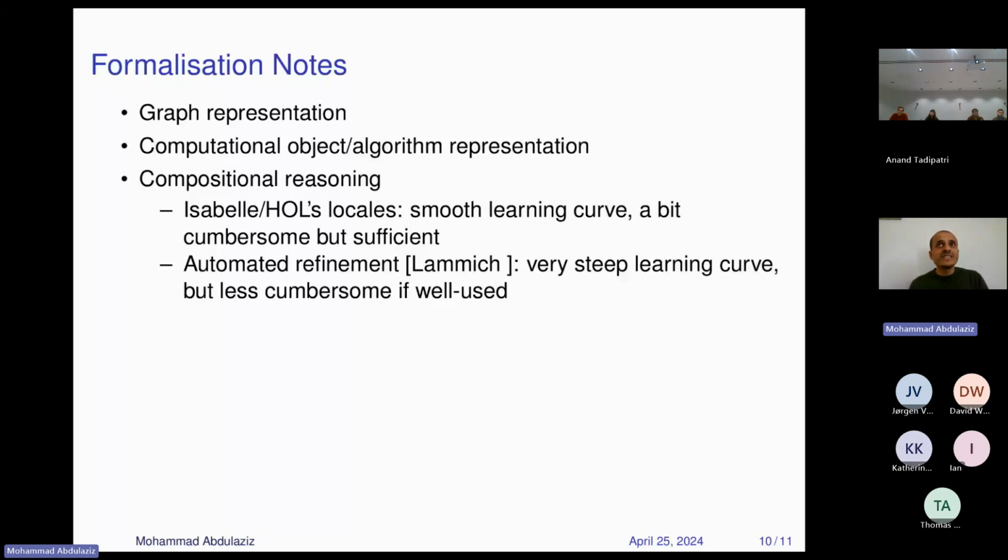And with locales, you have to do this instantiation of the assumptions manually. For every function of the implementation that you assume, you have to provide an equivalent function, manually map them to one another, and prove that they satisfy the locale assumptions. The refinement framework is basically a way to automate this process as much as possible.